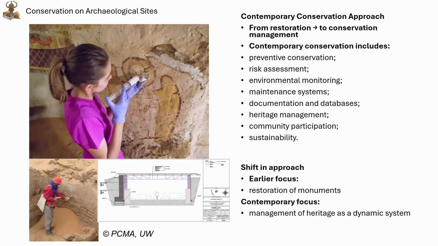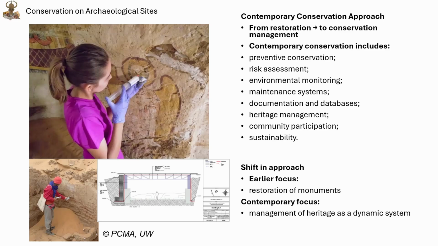Over the last decade, conservation practice really has changed. Earlier approaches often focused mainly on restoring monuments or repairing visible damage. Contemporary conservation is much broader and management oriented. Today, conservation includes preventive conservation, environmental monitoring, maintenance systems, risk assessment, documentation strategies, and long-term planning.